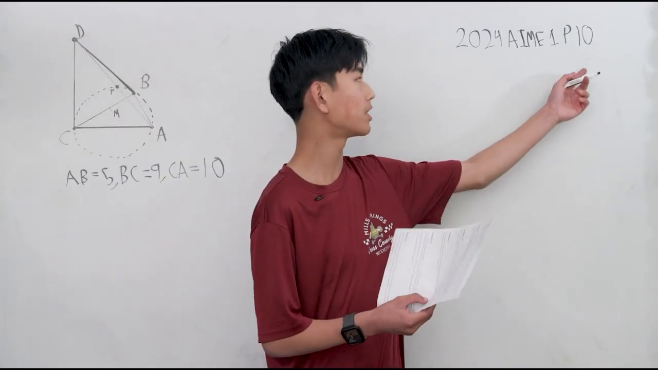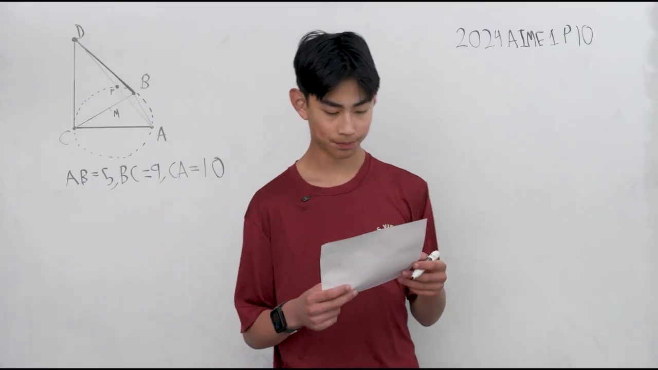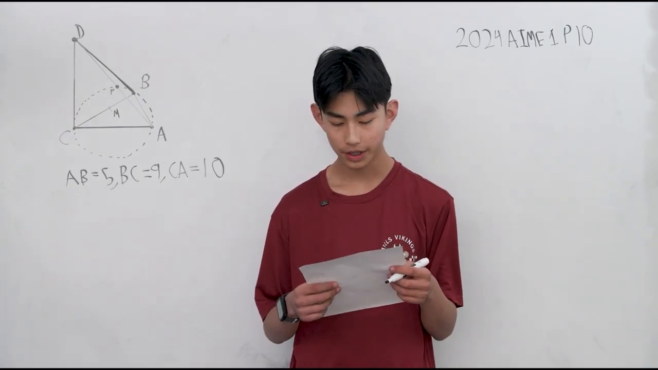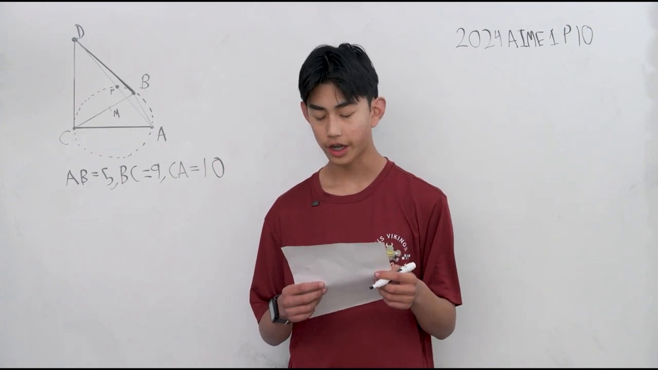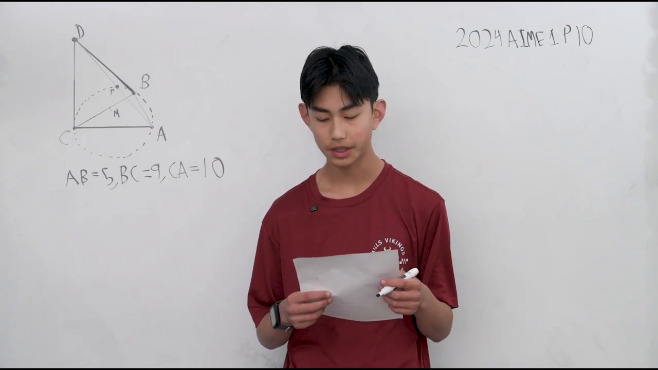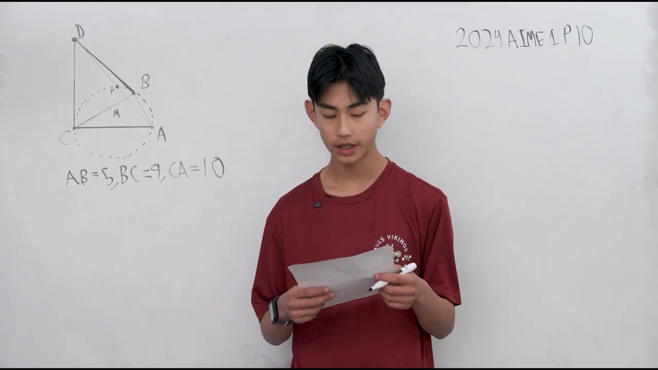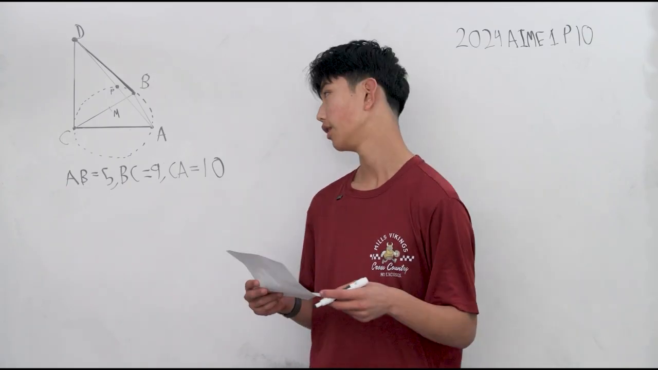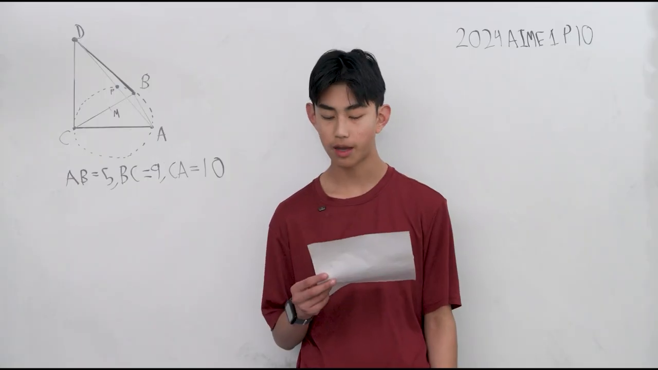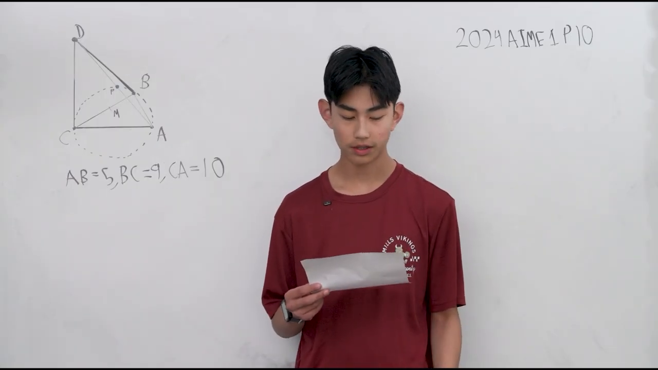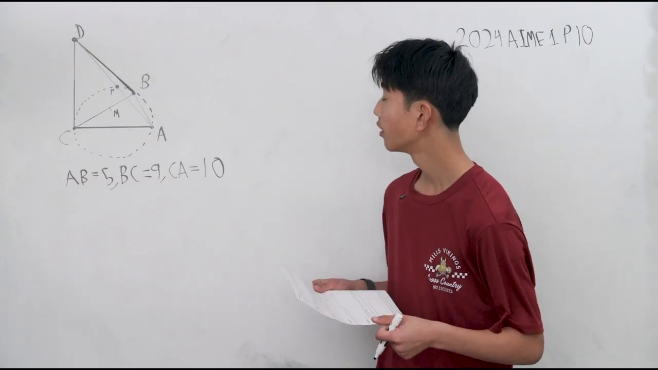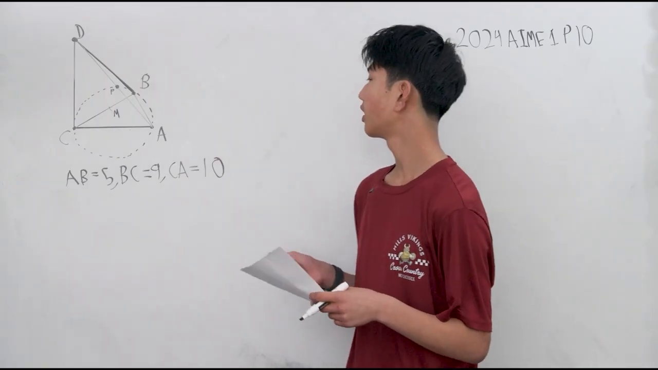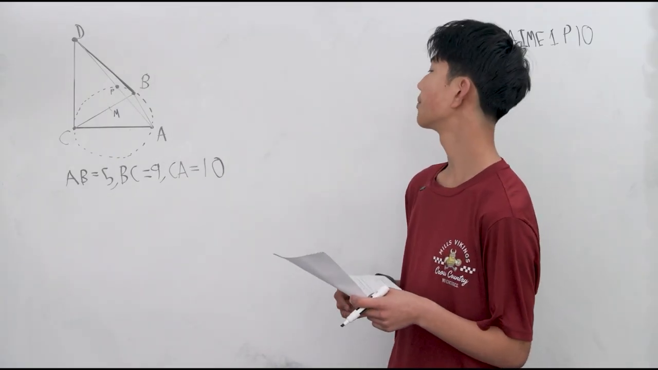We're solving problem 10 from the 2024 AIME 1. Let triangle ABC have side lengths AB equals 5, BC equals 9, and CA equals 10. The tangents to the circumcircle of triangle ABC at B and C intersect at point D, and AD intersects the circumcircle at P not equal to A. The length AP is equal to m over n, where m and n are relatively prime integers. Find m plus n.